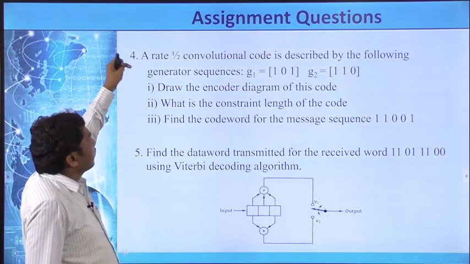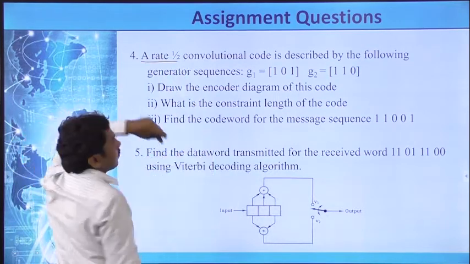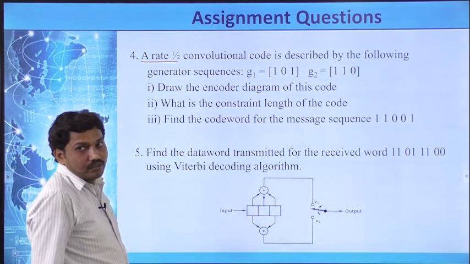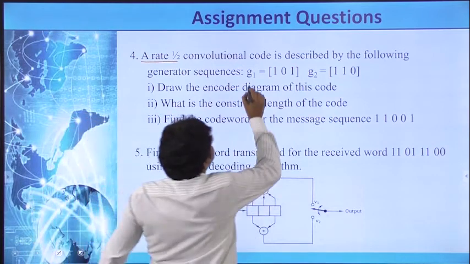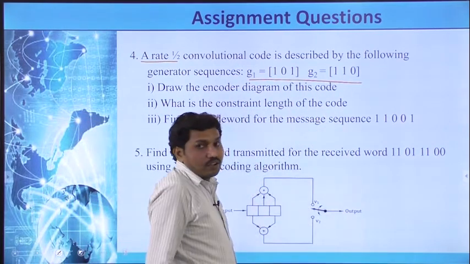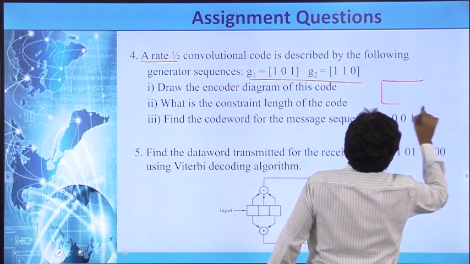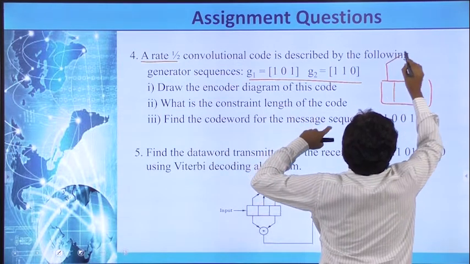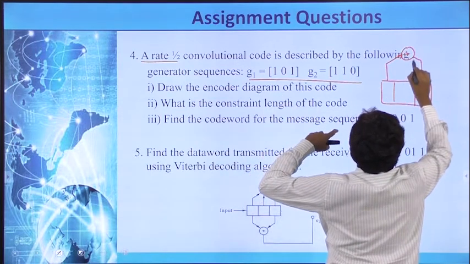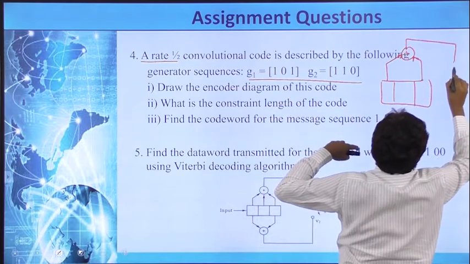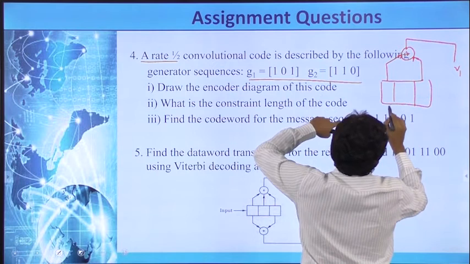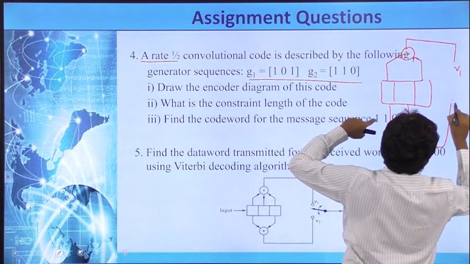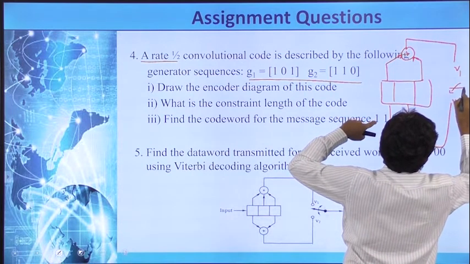The fourth problem. A rate of 1 by 2 convolutional code, that is K value is 1, N value is 2. That means 2 output bits for the convolution encoder. So he mentioned G1 is 101, G2 is 110. So that indicates 3 shift registers. G1 means first output, 101 means it is connected to the first one and the last one. So this is some V1. G2 is 110, so it is connected to first one and second one. So this is another. So this is the output.